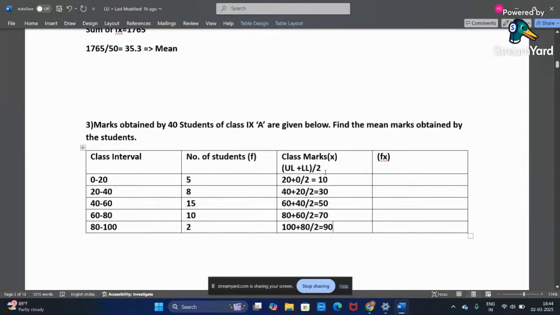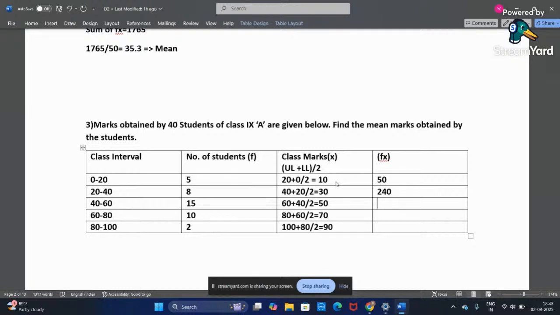To find the mean, we have to multiply this f and x, then sum the fx and divide by the total number of observations. That is nothing but the total number of students. Multiply this 5 and 10. 5 times 10 is 50. Then 8 into 30, how much is it? 240, right?